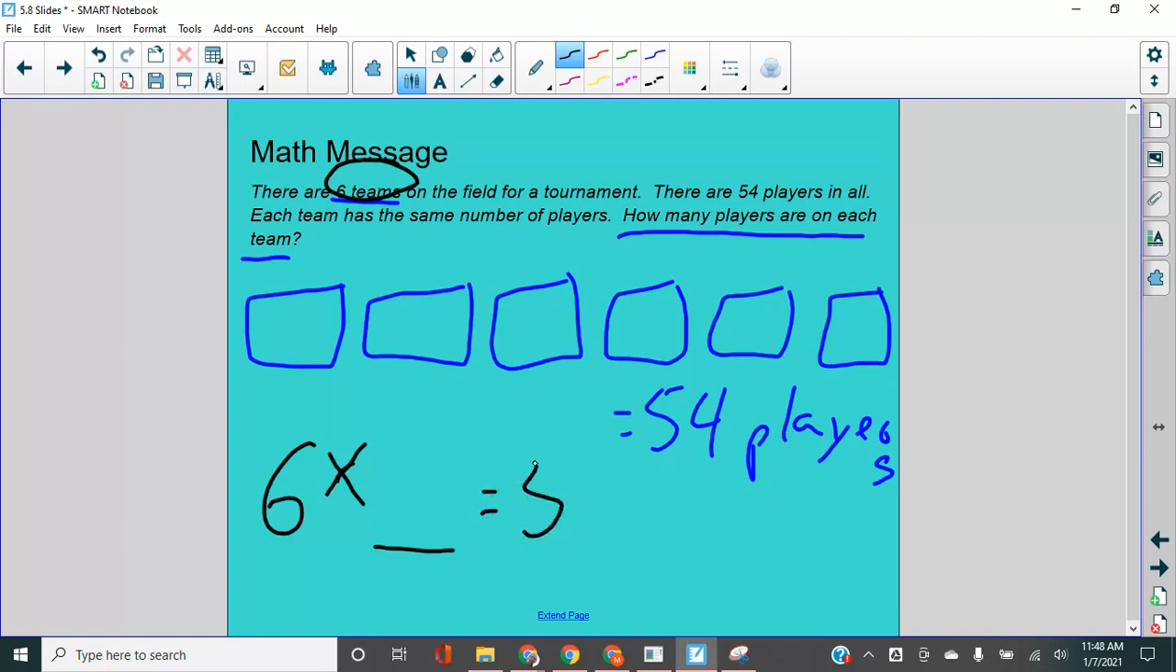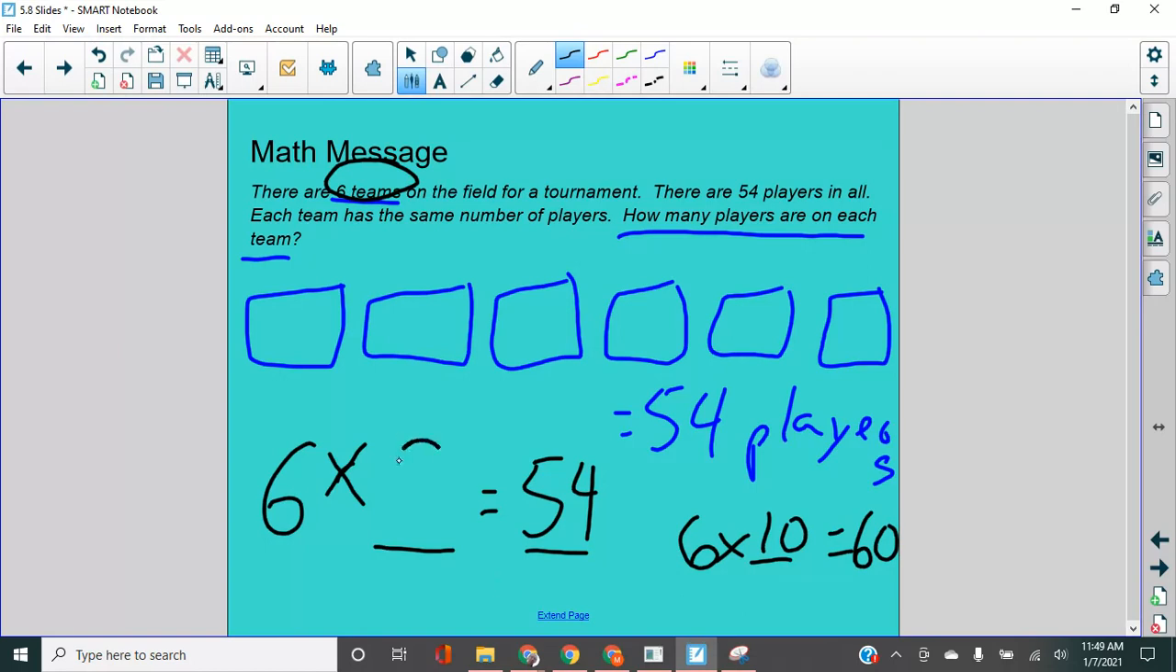equals 54. Okay, so our good multiplication brains can think through this and think, all right, well, what would fit in here? So I know that 6 times, let's see, 54 is really close to 60. 6 times 10 equals 60. That's really close, right? So I know that this number has to be a little bit less than 10.